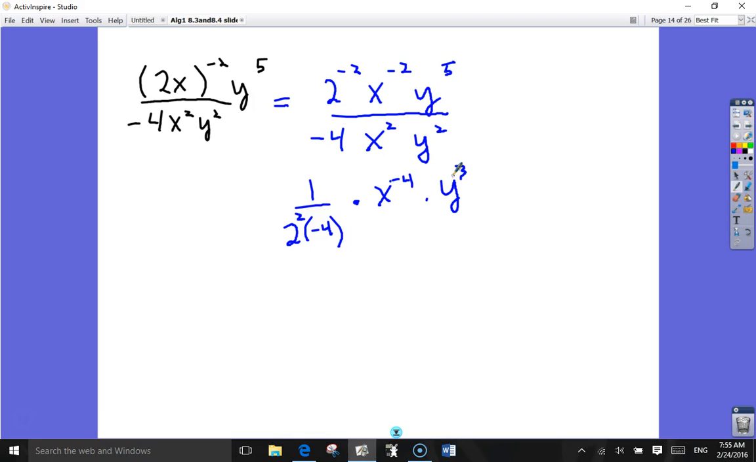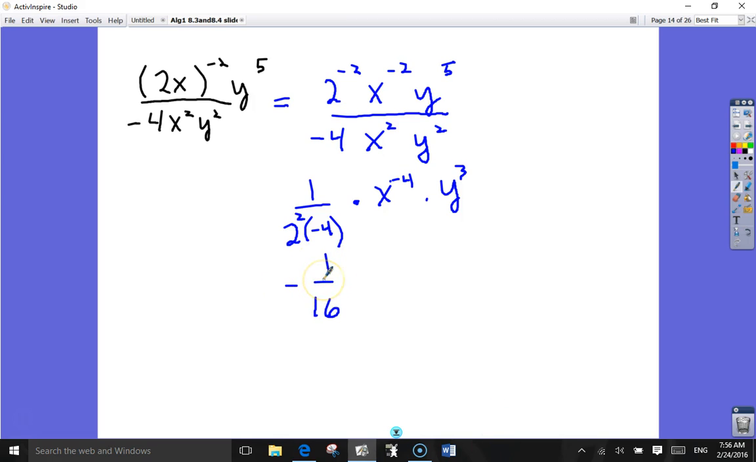Take this 2 to the negative 2, because there's a negative exponent, and flip it to the denominator, and now it has a positive 2. Right, and then the negative 4 was already there. The negative 2 minus 2 is negative 4, and 5 minus 2 is 3. So what is 1 over 2 squared times negative 4? Okay, it's like negative 1/16, right?